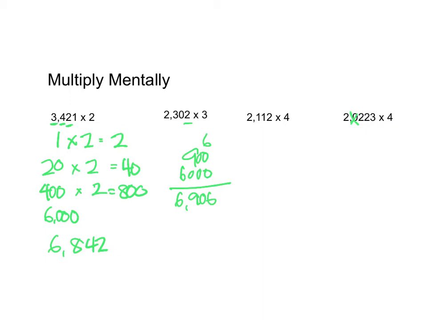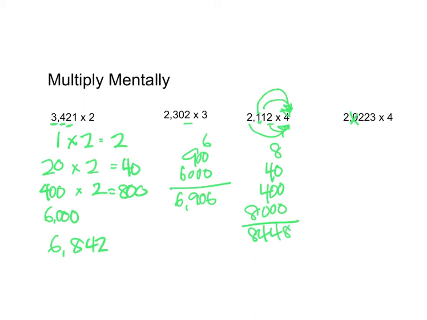The next number, 2,112 times 4. So once again, we're going to start with our 1 spot. 2 times 4 is 8. We'll go to our tens. Well, 10 times 4 is 40. 100 times 4 is 400. And then 2,000 times 4 is 8,000. So our answer there would be 8,448.